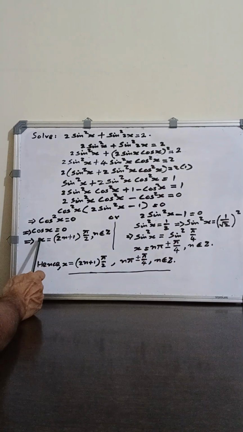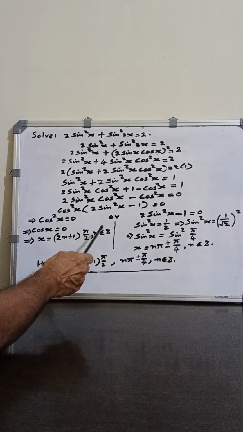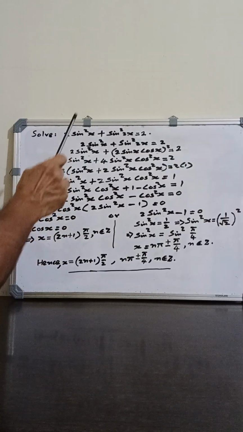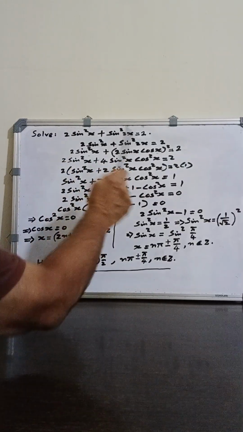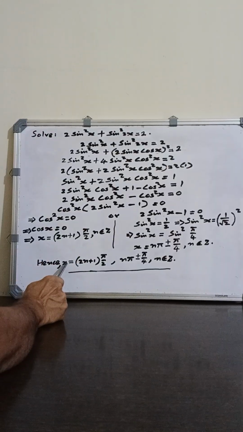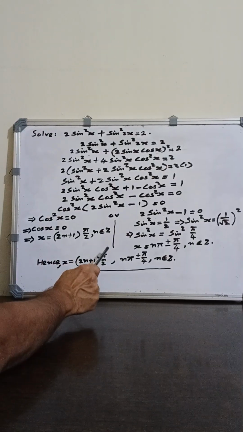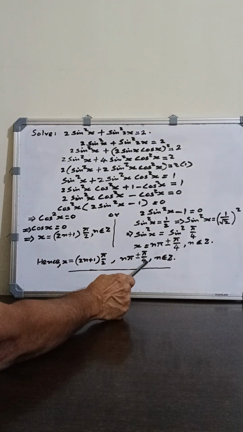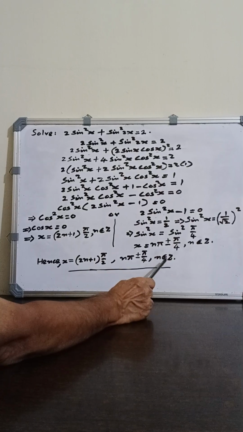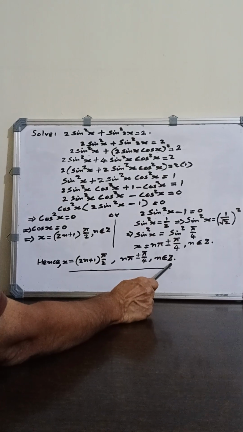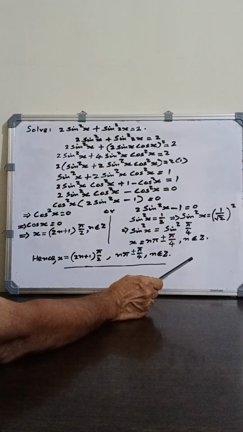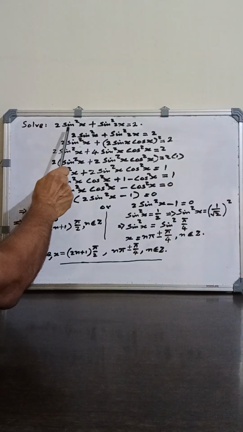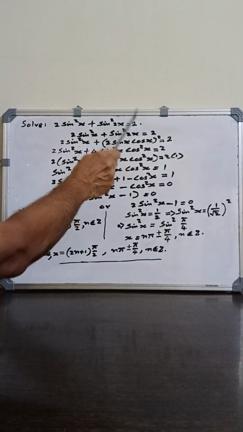Here the general solution of x is 2n plus 1 into pi by 2, n belongs to Z. Thus we can conclude the value of x in the given trigonometric equation: x equals 2n plus 1 into pi by 2 or n pi plus or minus pi by 4, commonly n belongs to Z, n belongs to integer. That's the required solution of the given equation 2 sine squared x plus sine squared 2x equals 2.